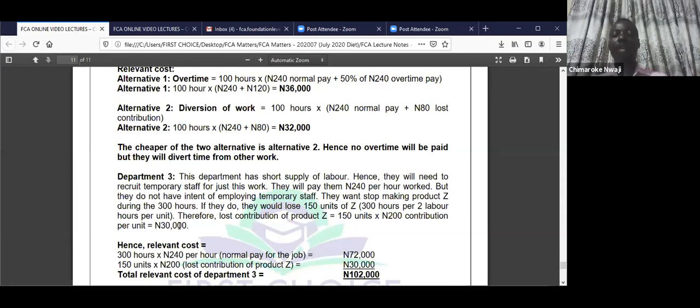So how do we calculate the relevant cost? For these 300 hours, they will be paying 240 naira as if they recruited people to come and do the job. That's the normal pay for the job, 72,000 naira. Then the lost contribution of 30,000 must be added. So you have a total of 102,000. And that's for Department 3.